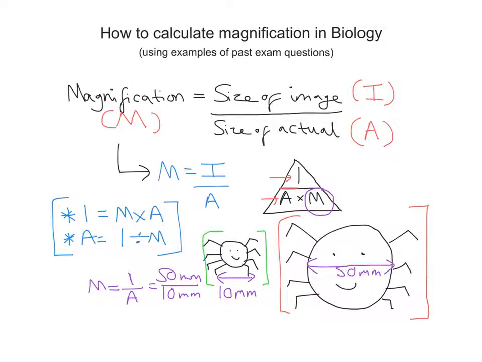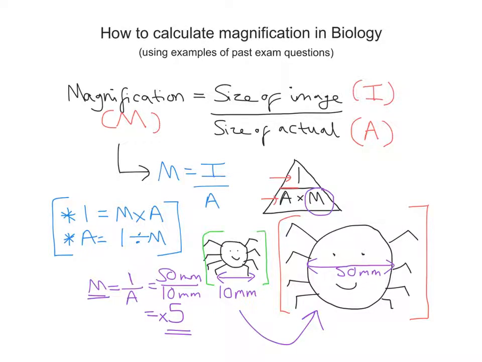So 50 divided by 10 is 5. So our magnification is 5. Now there are no units for magnification, that's really key. But what we could put is a little x for times 5. And that would make sense. If you look at this here, you can see that is 5 times bigger. The real spider is 10 millimetres. The drawing of it is 50 millimetres. You can just guess that is 5 times bigger. But through this equation, we are showing it specifically, doing image divided by actual.